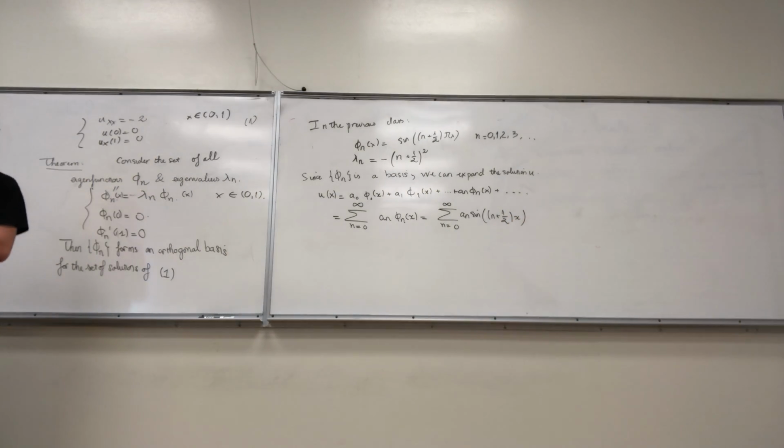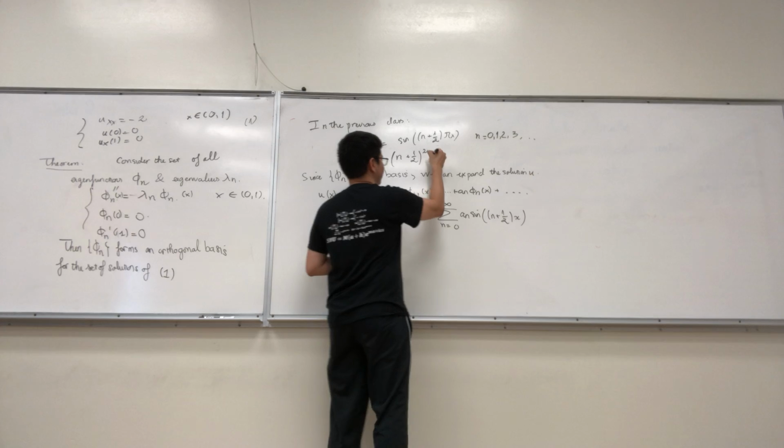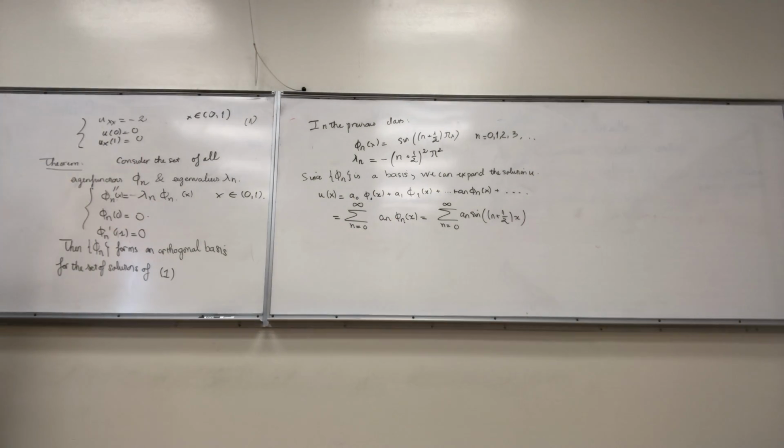Yes? What was the n? It was n pi plus pi over 2. N plus 1/2 pi squared. Thank you. Can you sign at the back of the paper, please? Yes, I missed the pi. Other questions?